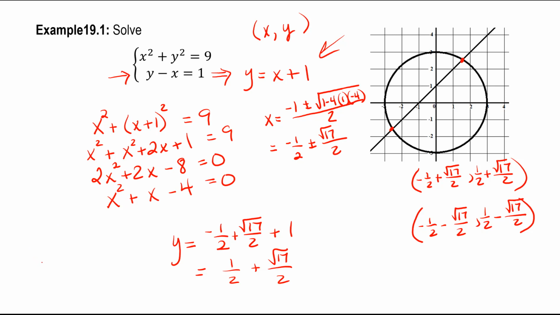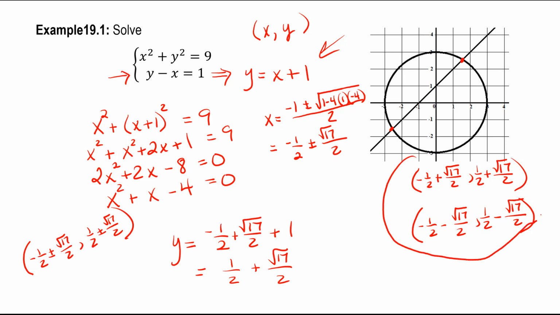I would never want you to write the solution to this as -1/2 plus or minus the square root of 17 over 2, comma, 1/2 plus or minus the square root of 17 over 2. Okay, you need to write both points, making sure you've got the right x with the right y.